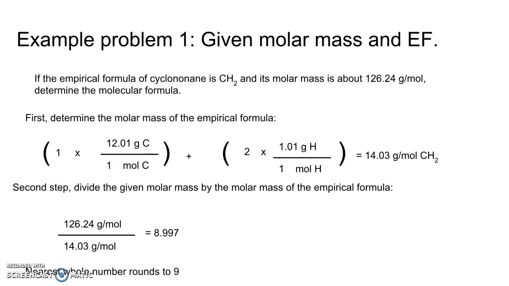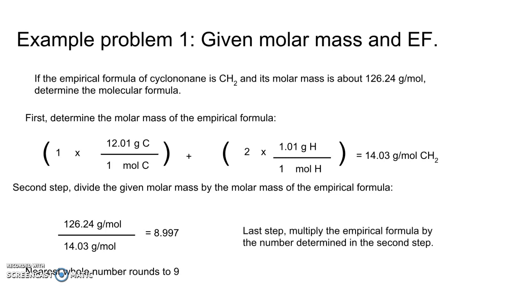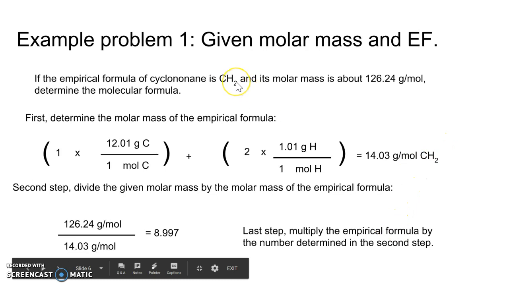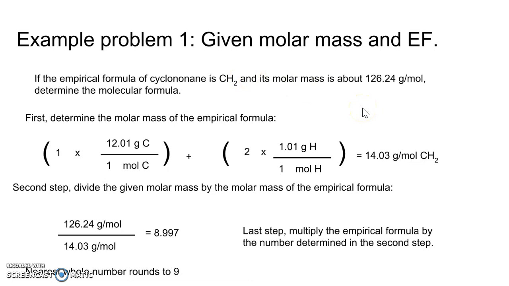It's pretty darn close. Hopefully you'll agree with me on that one. Pretty darn close to 9. So since it rounds to 9, all I have to do then is take the empirical formula, which remember, CH2, and multiply by the number that I determined in this last step, so 9.